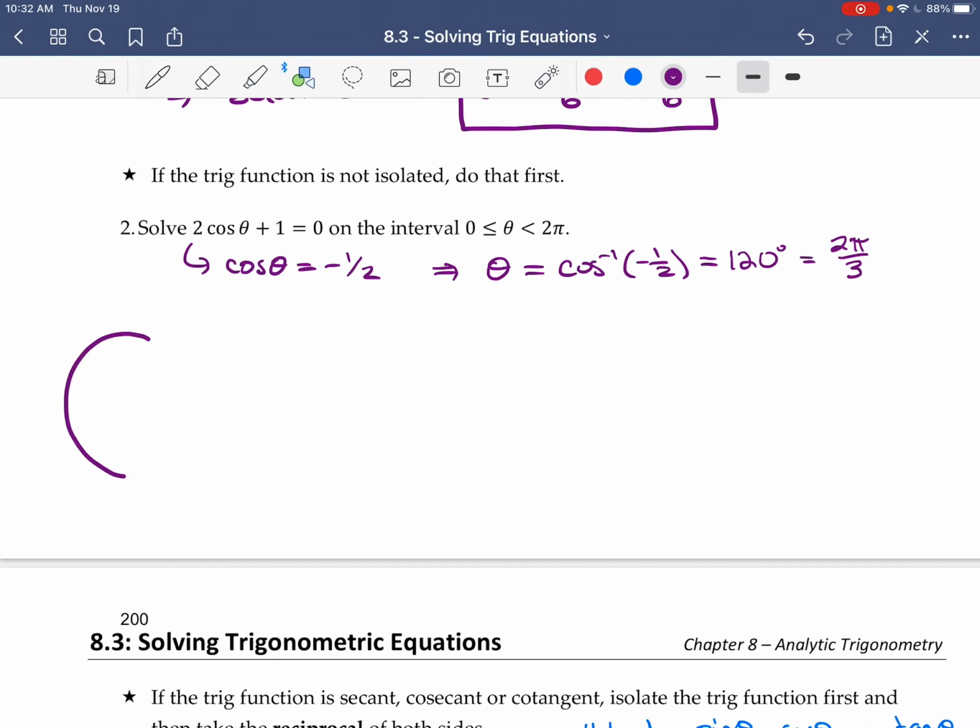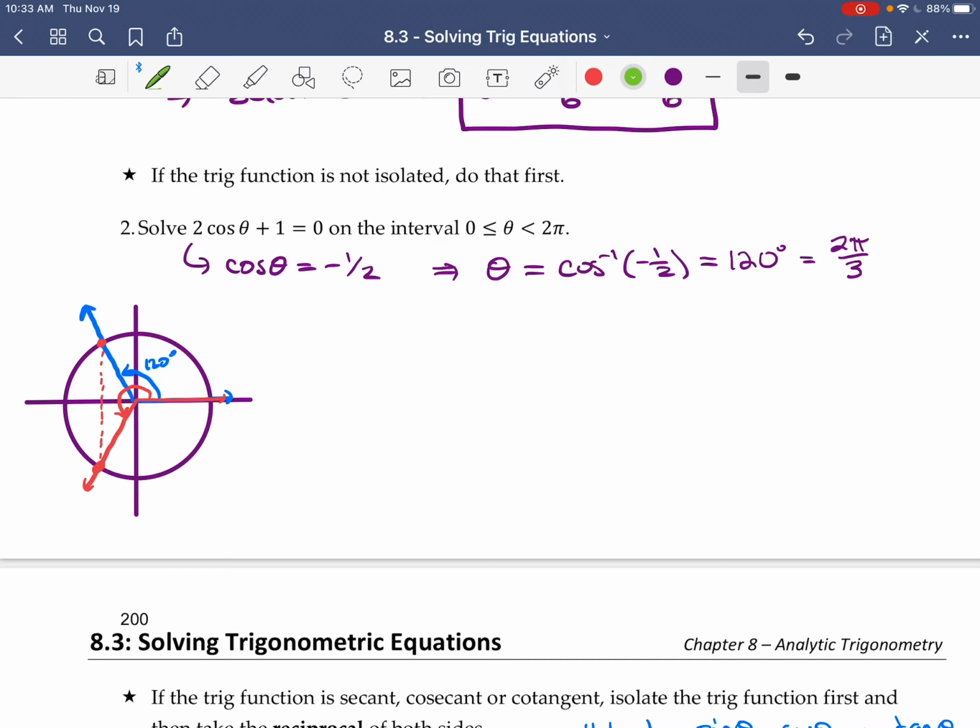Let's just draw our picture. Okay, so 120 degrees is this terminal side here. If we want cosine to be equal to negative 1/2, we want the same x value. So that means our other solution is going to be down here, and it's in 0 to 2 pi, so we want to go counterclockwise. So it's going to be that.